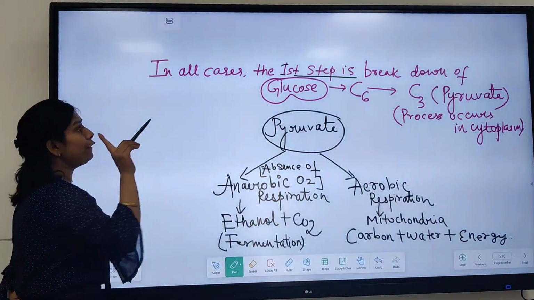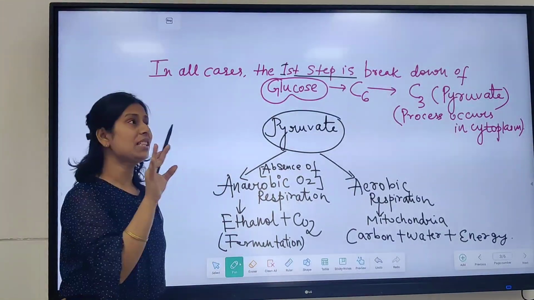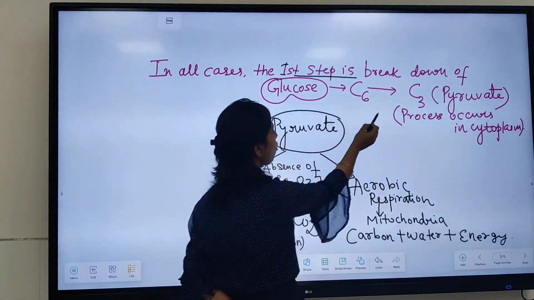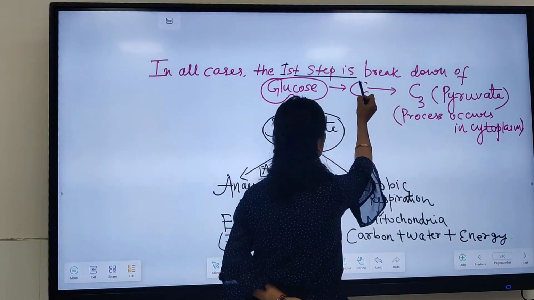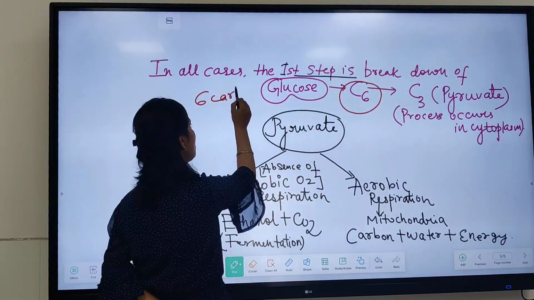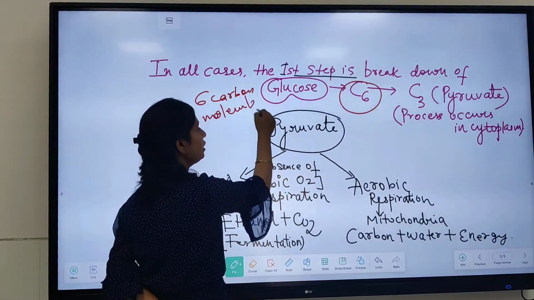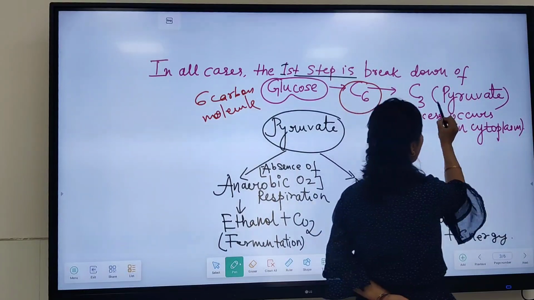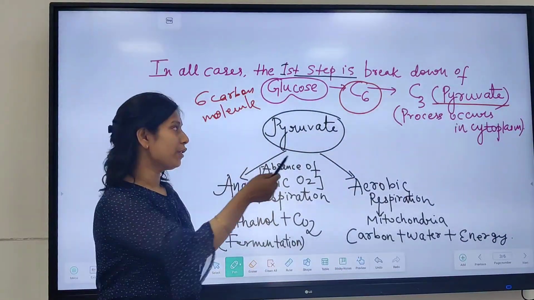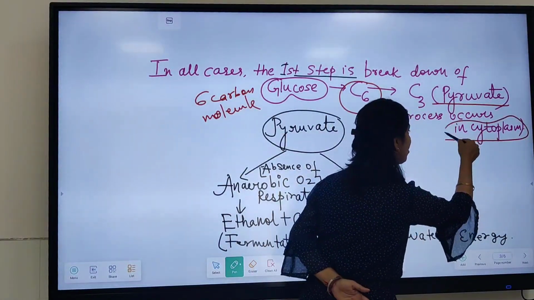Now understand the first step in all respiration, which is very common: glucose will be broken down to pyruvate. Glucose is a 6-carbon molecule. It has to be broken down to a 3-carbon molecule, which we call pyruvate. Another important point is where this is happening. This process is happening in the cytoplasm.